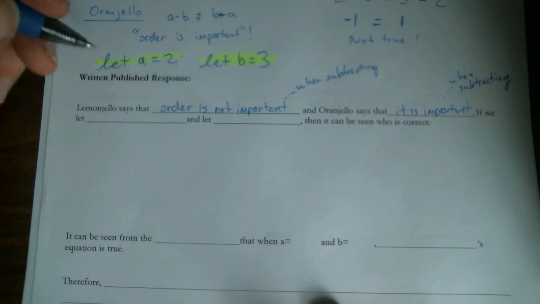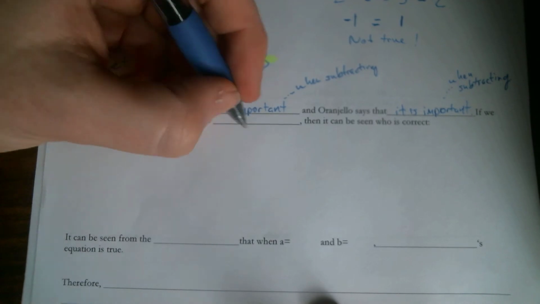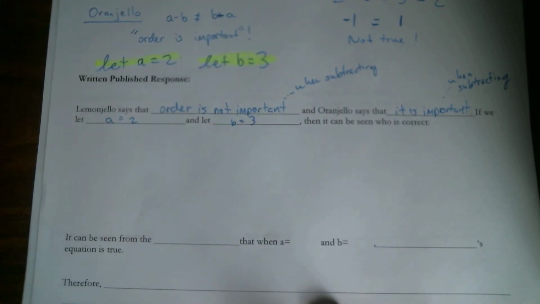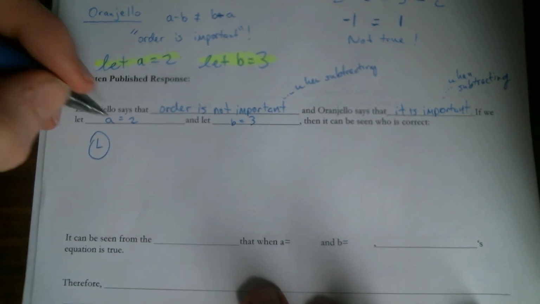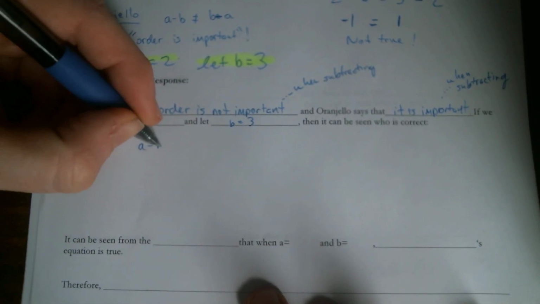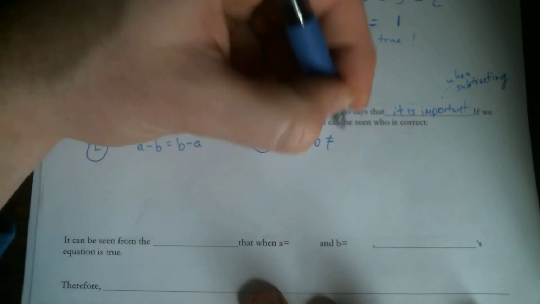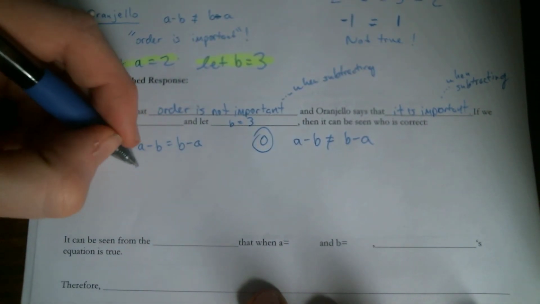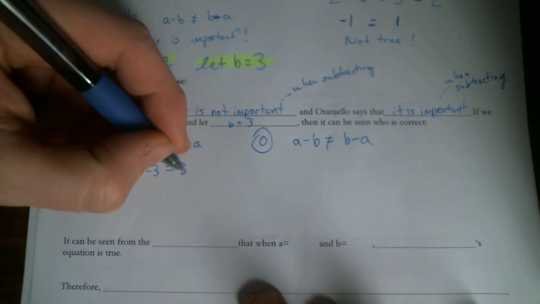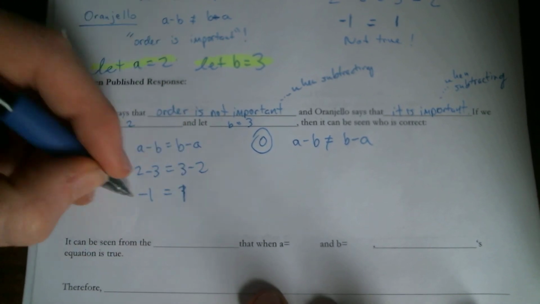But we said if we let A equal 2 and let B equal 3, if we change those numbers, we can prove this, right? Then we can see who's correct. So we can prove Lamangelo, who says A take away B is equal to B minus A. Then we have Orangelo, who says A take away B is not the same thing as B take away A. Lamangelo, let's try you out. 2 minus 3. He says that's the same thing as 3 minus 2.